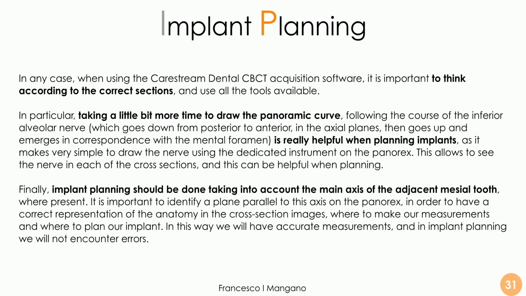And once again, when you plan your implant, when you make your measurement pre-planning, it's very important to consider the axis of the mesial teeth, for example, and also the distal teeth. So implant planning should be done taking into account the main axis of the adjacent mesial tooth in particular where present. It is important to identify a plane parallel to the axis of the panorex in order to have a correct representation of the anatomy in the cross-section images, where to make our measurement, and so where to plan our implant. Only in this way we will have accurate measurement, otherwise we don't have accurate measurement. So please take care of this step, it's very important.